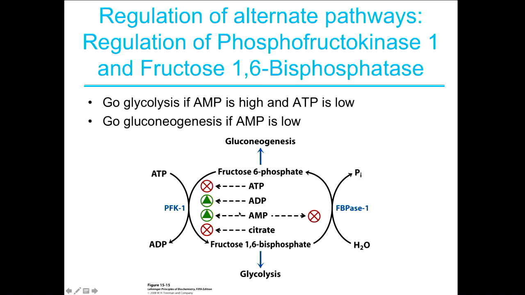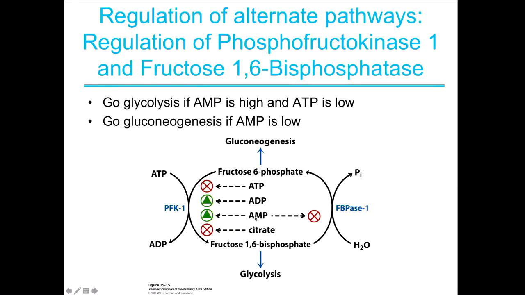Okay? So ADP, you might have a lot of ADP around if you've used a bunch of your ATP, right? So what's the product of a kinase is often ADP. So if you've taken a lot of ATP, used it to phosphorylate something, and you have a lot of ADP around, that's a sign that maybe the cell needs more ATP. Maybe you need to make more ATP. So you get the little green triangle, says turn on the activity of phosphofructokinase 1.